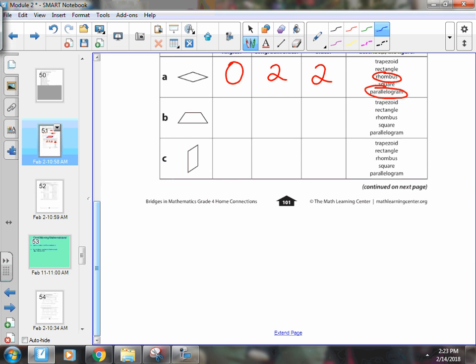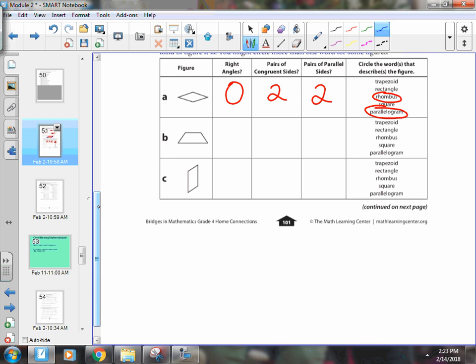Letter B, there are 0 right angles. I see 1 pair of congruent sides. Remember that congruent means exactly the same. And pair of parallel sides, I see 1 pair of parallel sides. The parallel sides are here and here. And that shape is a trapezoid. 1 pair of parallel sides.